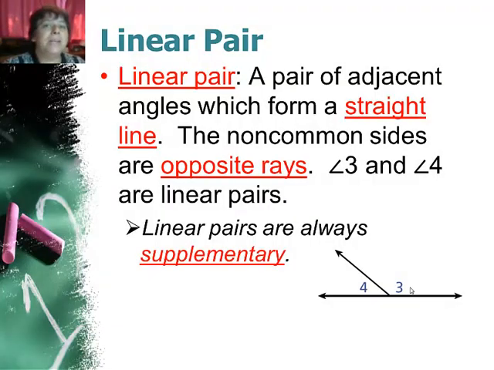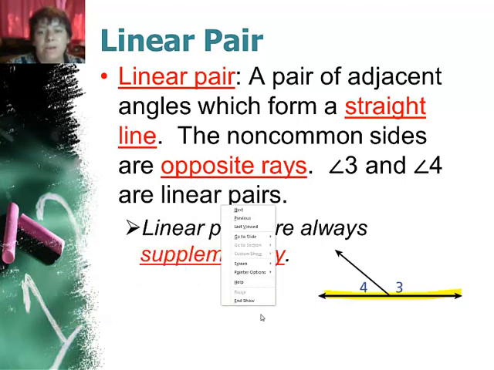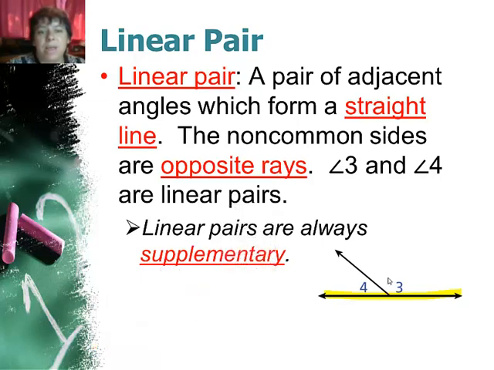Now, a linear pair is a special type of adjacent angle that forms a straight line. You can see the straight line right here on the bottom. The non-common sides are actually opposite rays. If I change my color here, you can see there's a ray that starts here at the vertex and goes that way. And then there's an opposite ray going the other way. They are opposite rays, so they form a line. Now, linear pairs are always supplementary.